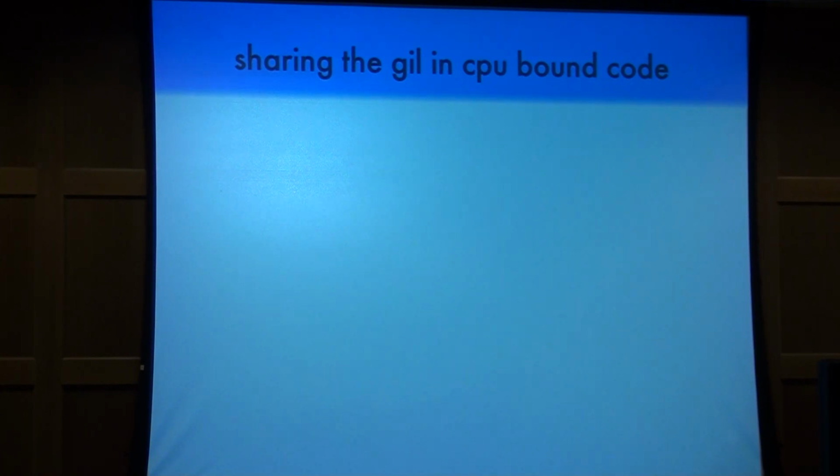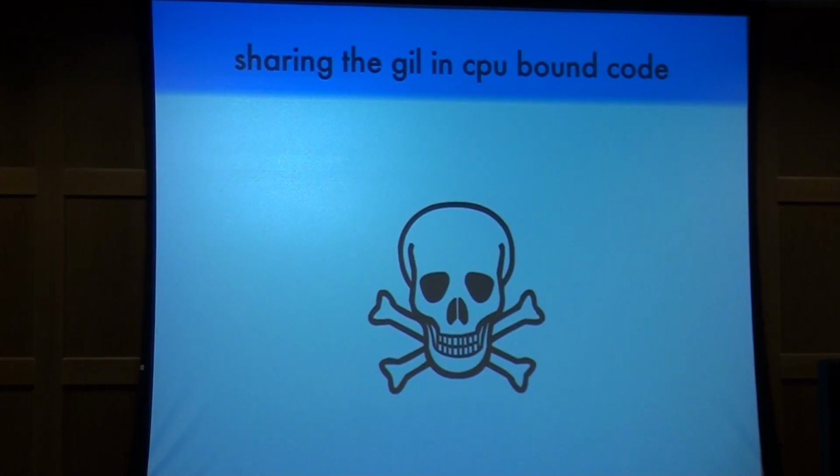But sharing the GIL in CPU-bound code just doesn't work. Because again, only one thread can hold the GIL at a time, so only one thread can run bytecode at a time, so everybody else has to wait, so your program has effectively degraded to a single-threaded program. Now that's how it's supposed to work, but actually it didn't even work all that well.